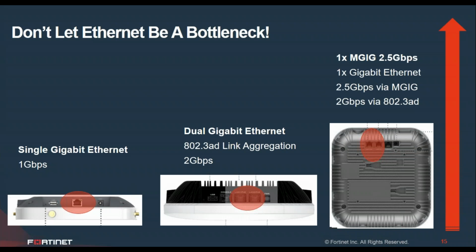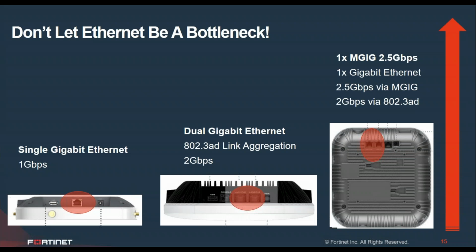And currently, on our highest performance 3 radio 802.11ax access point, we've introduced an mgig 2.5 gigabit per second interface on those switches. They also have a second 1 gig interface. So if we wire just the mgig interface to an mgig switch, we can backhaul 2.5 gigabit per second from the access point to the switch so that the Ethernet does not become a bottleneck.